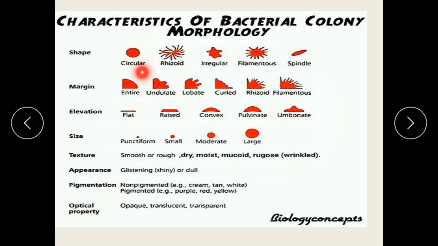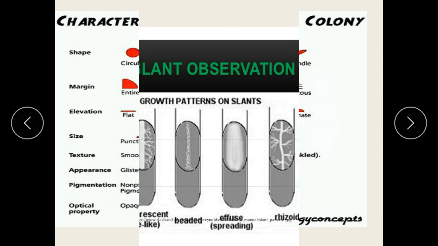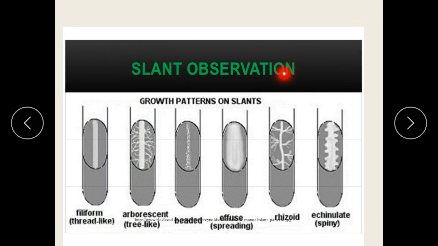These characteristics or results are matched with Bergey's Manual of Systematic Bacteriology, and then the identification of the microorganism is carried out. If the culture is grown on an agar slant, it forms filamentous or thread-like growth, otherwise arborescent or tree-like growth, beaded growth, effuse or spreading growth, rhizoid or rhizome-like growth, and echinulate or spiny growth. So these are the different types of cultural characteristics observed on an agar slant tube if you are working with the organism on a slant.